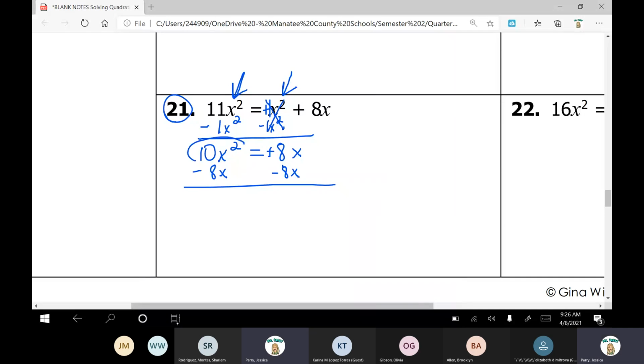Let's simplify the left side here. Can I put these together, or do I need to put them side by side? The 10x to the power of 2 and the negative 8x. Can I combine them, or should I put them side by side?